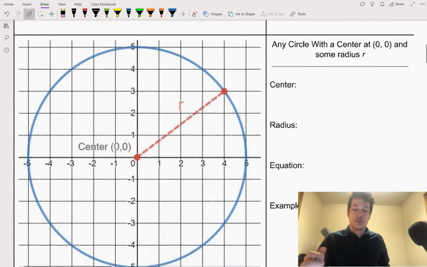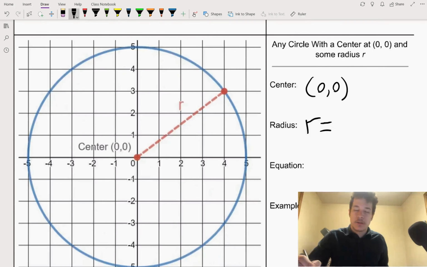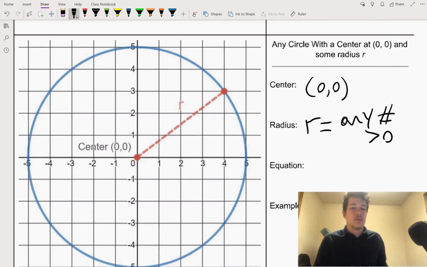So let's move to a more general case. Let's say that the center is still at 0, 0. That'll keep things simple for now. But this time instead, let's make the radius any number greater than 0. So the radius could be anything besides negative numbers or 0. So 1, 2, 3, 4, 5. In this case, in my example here, my radius is 5. So just showing that you could actually do that.